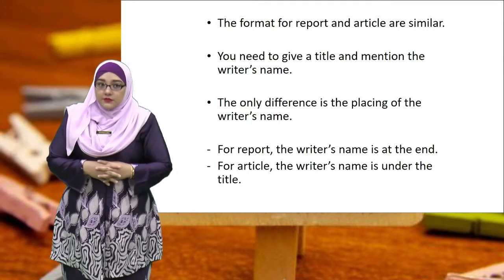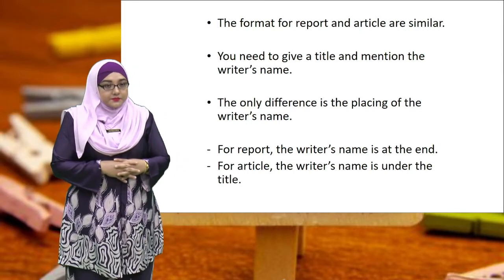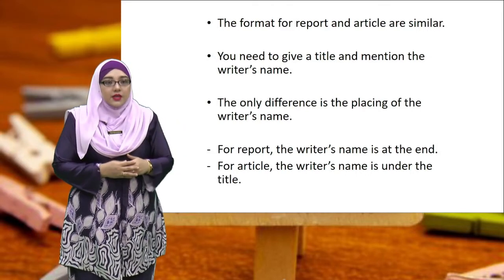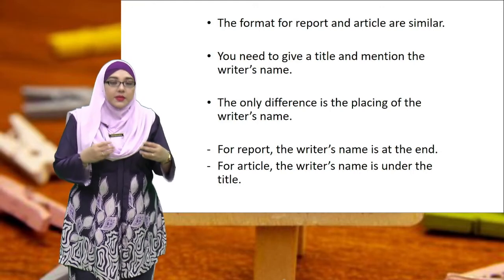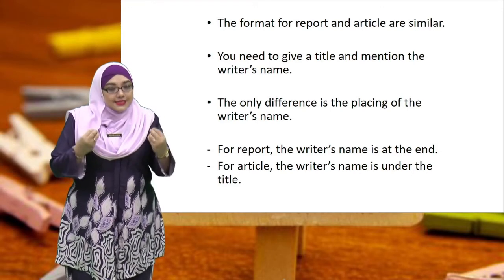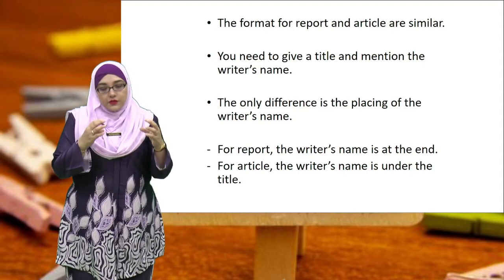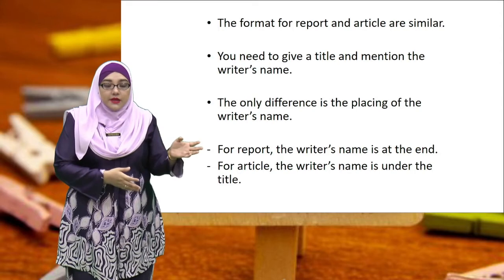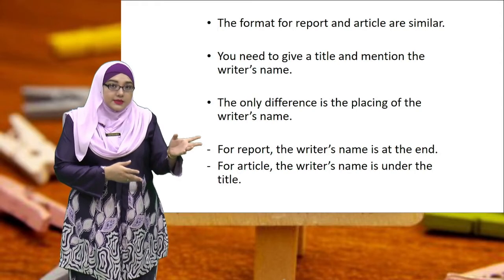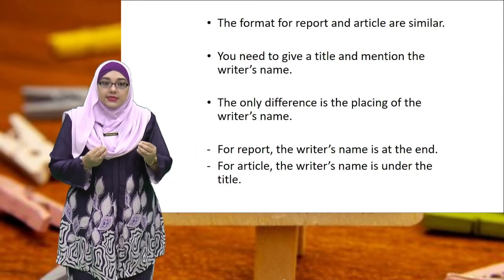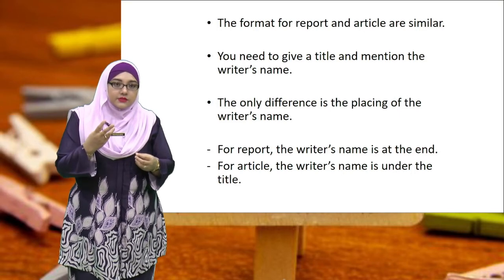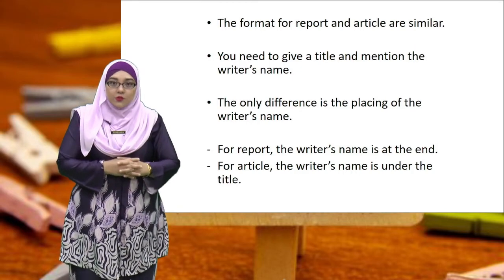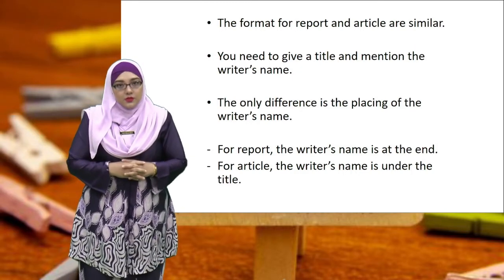So what is the conclusion from both the format for report and article? So the format for report and article are pretty much similar. You need to have a title, and you need to mention the writer's name, and the only difference is the placing of the writer's name. So for report, the writer's name is at the end after your concluding paragraph. But differently, for article, the writer's name is directly under the title. That's the only difference. Alright, so are you ready to answer some questions? Let's take a look at the sample questions.